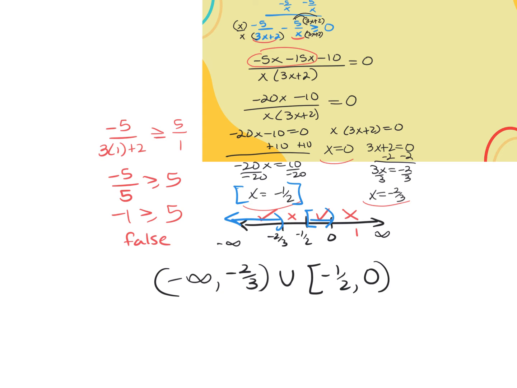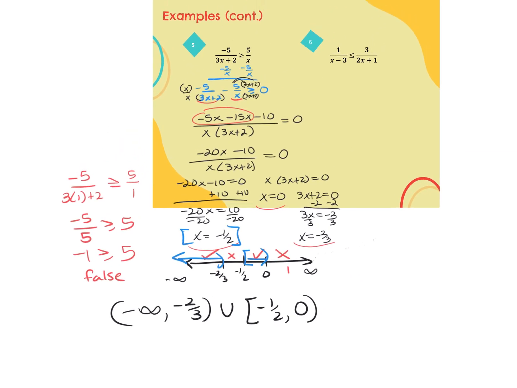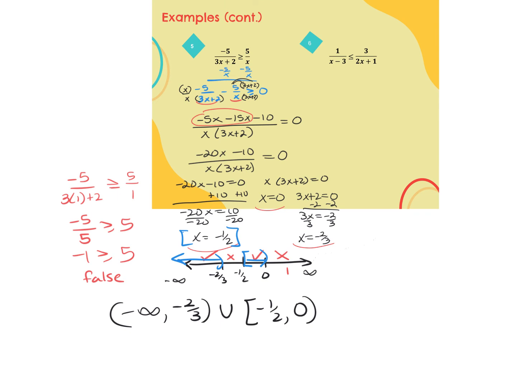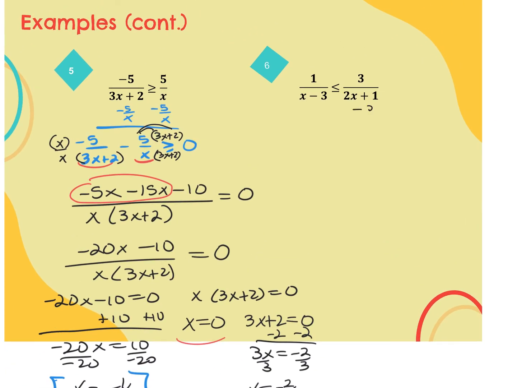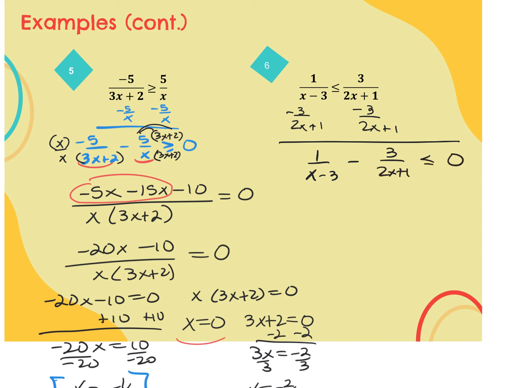And for the next one, do not solve it as a proportion. We need to get 0 on either the left or the right side. So I'm going to go ahead and subtract the 3 over 2x plus 1 and get it on the other side. And now I have 1 over x minus 3 minus 3 over 2x plus 1 less than or equal to 0.